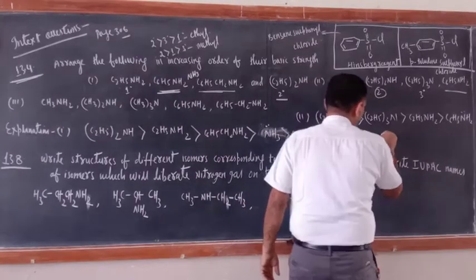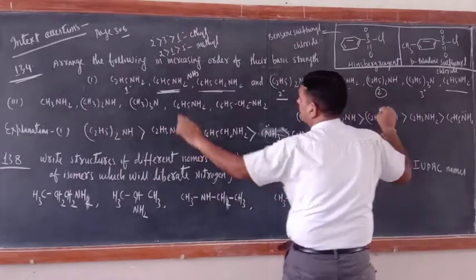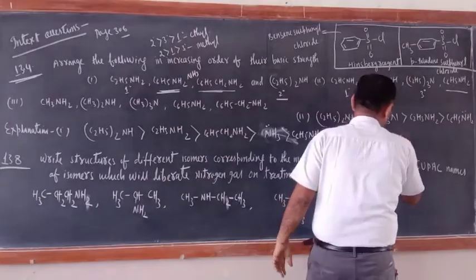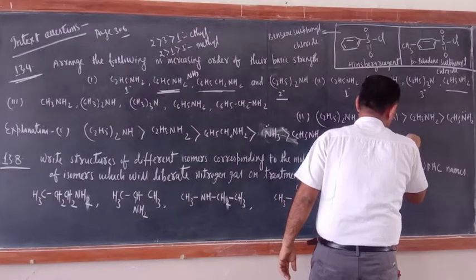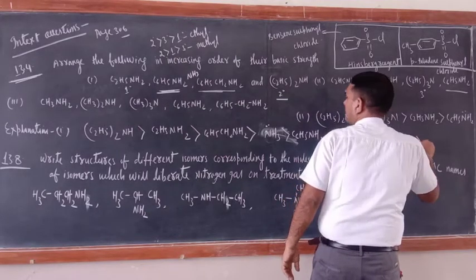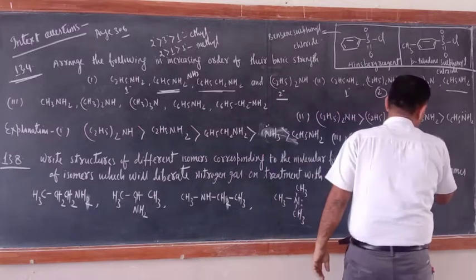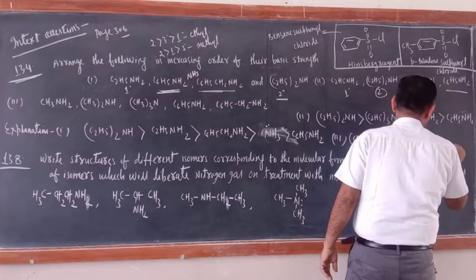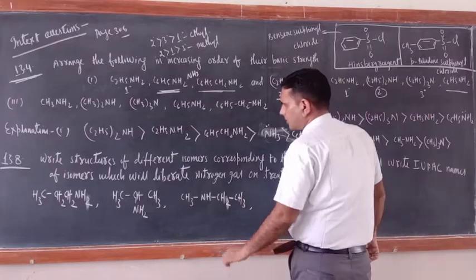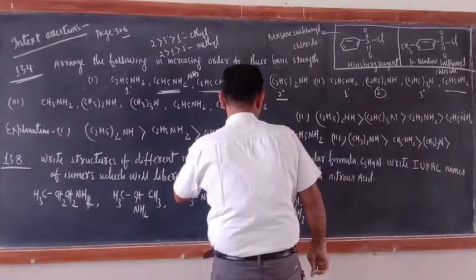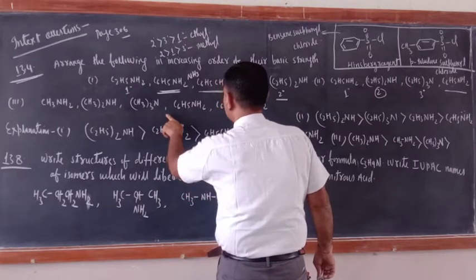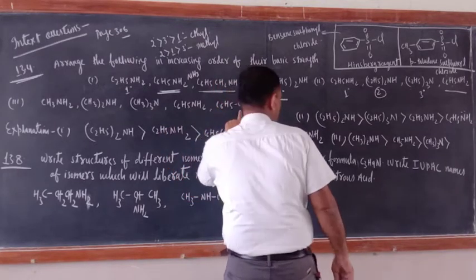Okay, then you should write 1 degree, sorry, 1 degree. So 1 degree is CH3NH2. Then what is the next one? Next one is 3 degree, (CH3)3N, and at the end what is there? At the end arylamine is also there.